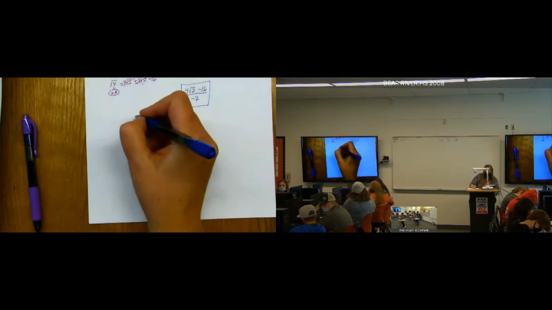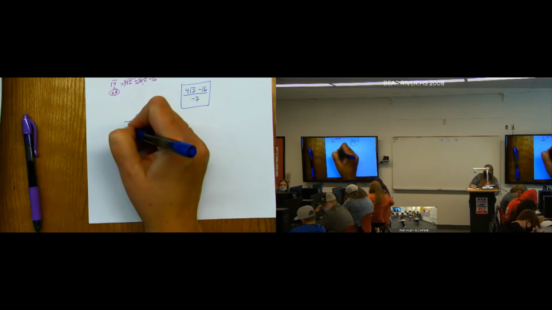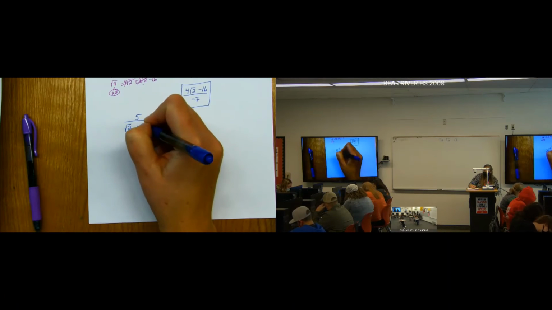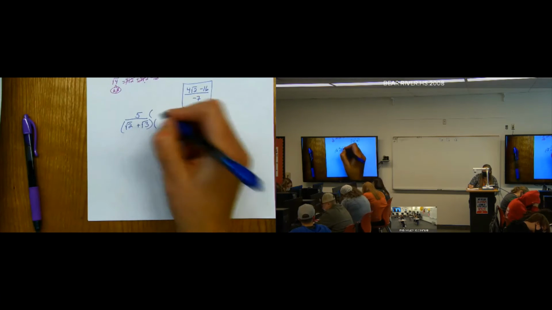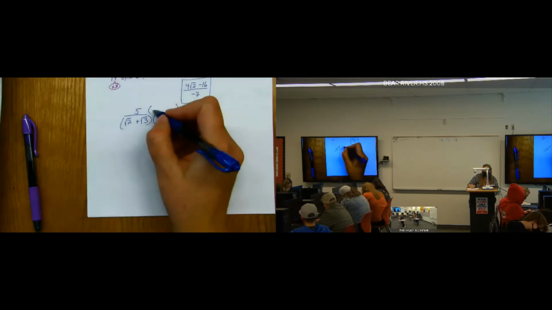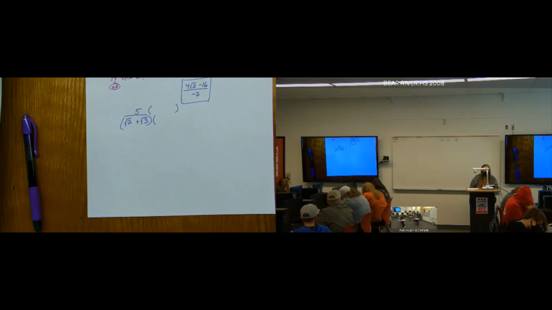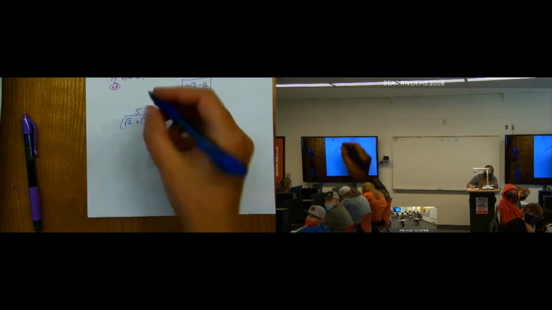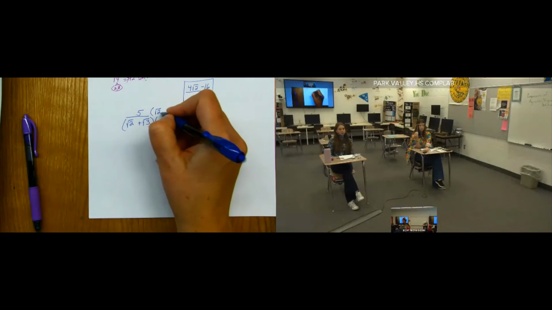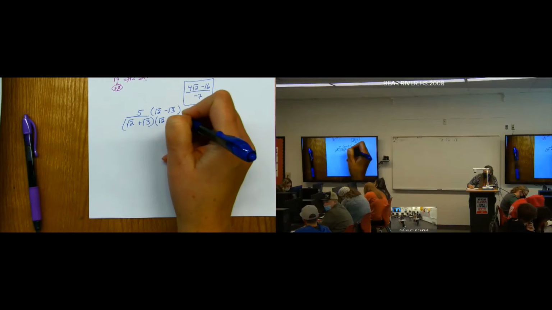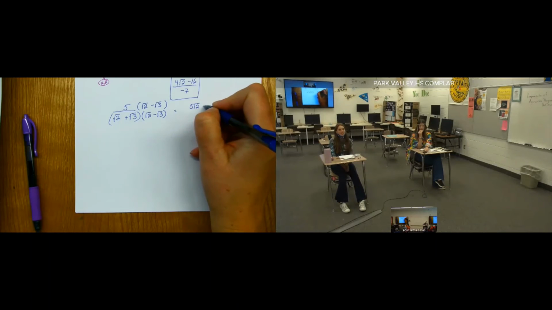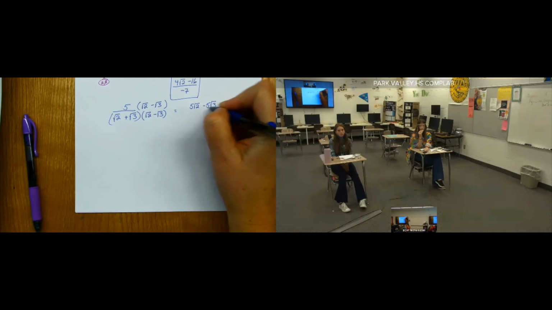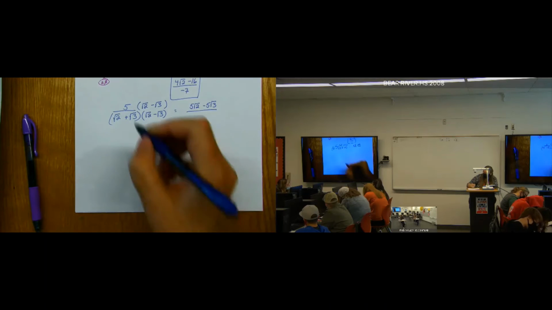Okay, let's do another one. Here we go. 5 divided by the square root of 2 plus the square root of 3. What do I do? What do I multiply by? Do you think they get it? Lexi, what do we multiply by? Square root of 2 minus square root of 3. Okay, multiply the top, Lexi. 5 square root of 2 minus 5 square root of 3. Okay, Michaela, you have the bottom.